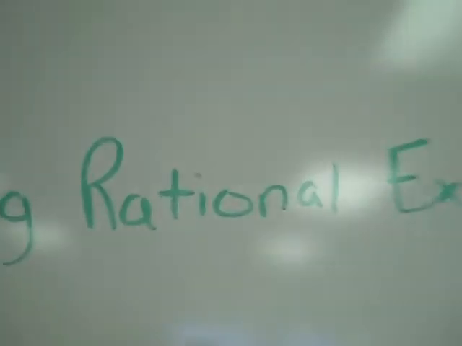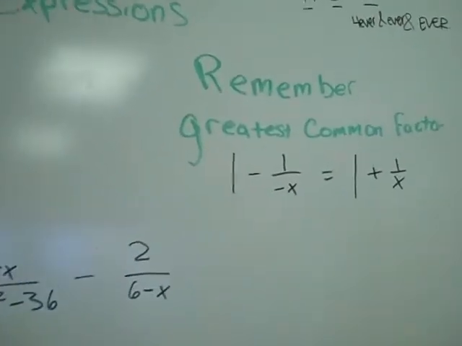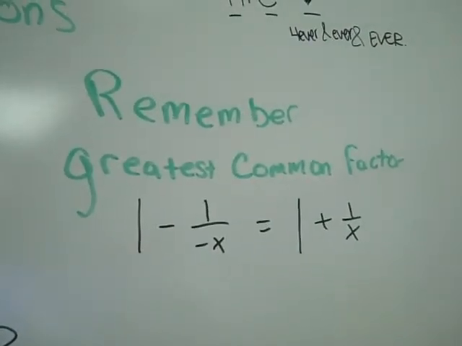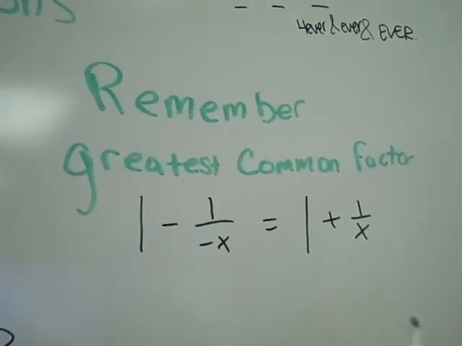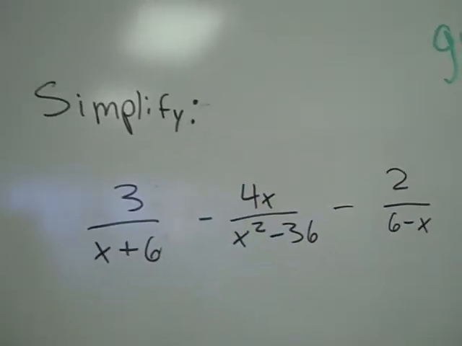Simplifying rational expressions. When simplifying rational expressions, you need to remember the greatest common factor. And you also need to remember that when you are subtracting a negative, it actually turns it into a positive. And we are going to do this problem.